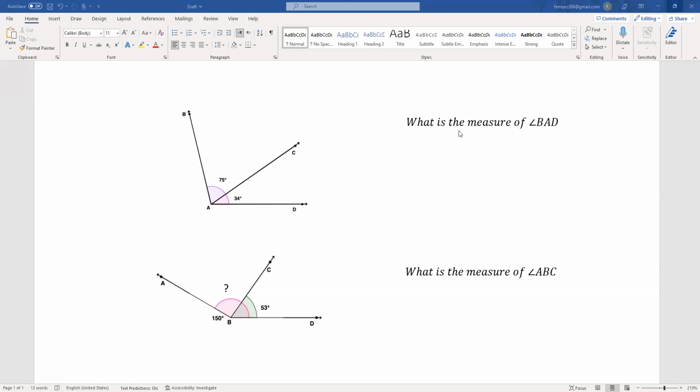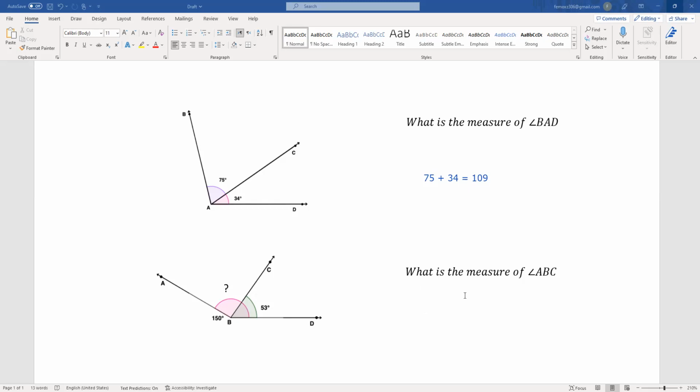So if we read this question here, the question says, what is the measure of angle BAD? First we go to the letter B. This is B. Then we go to A. Then we go to D. So what I want to find is BAD. I'm talking about this angle. If I want to find it, it means I'm going to add this angle and this angle because I want to know the total, the whole, the bigger angle. So I'm going to add 75 plus 34, which is going to be 109. I hope it's clear for you.